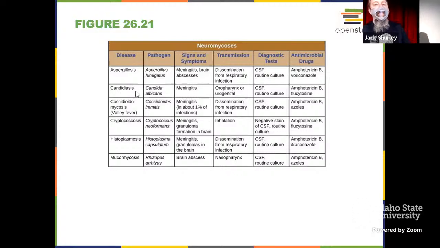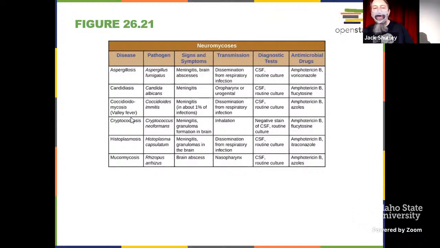also possibilities. Candida albicans, candidiasis, we've talked about this guy as well, thinking about vaginal infections or thrush, but it also has the possibility for causing meningitis, and it would be something that we would think of as disseminating. So moving from the oropharynx or urogenital tract through the circulatory system, making its way up.